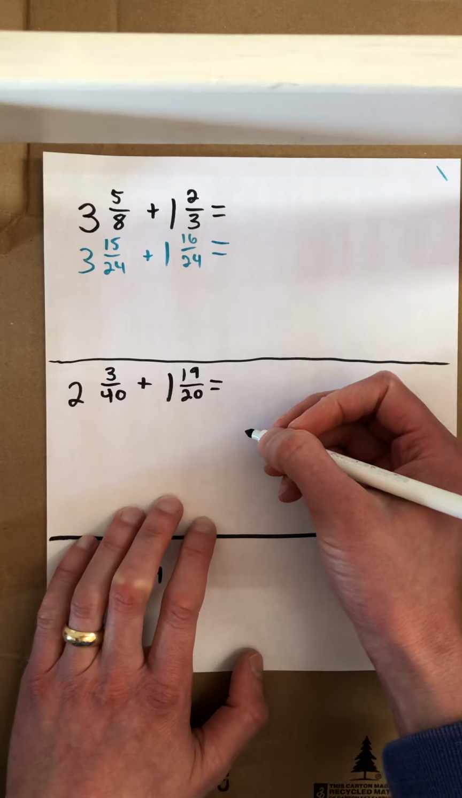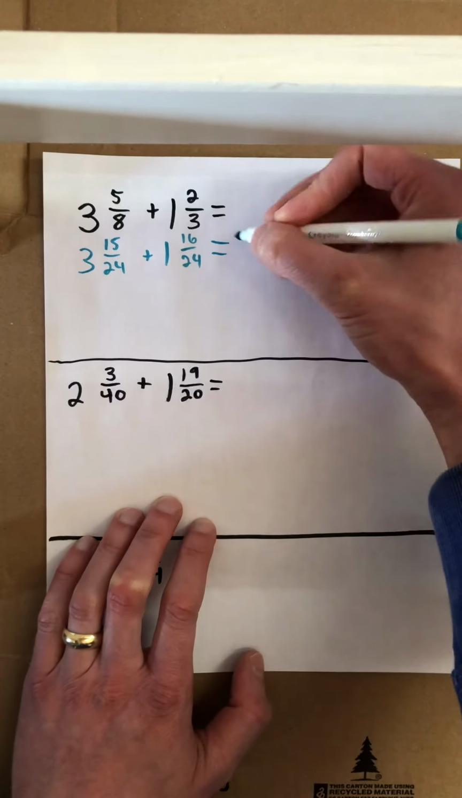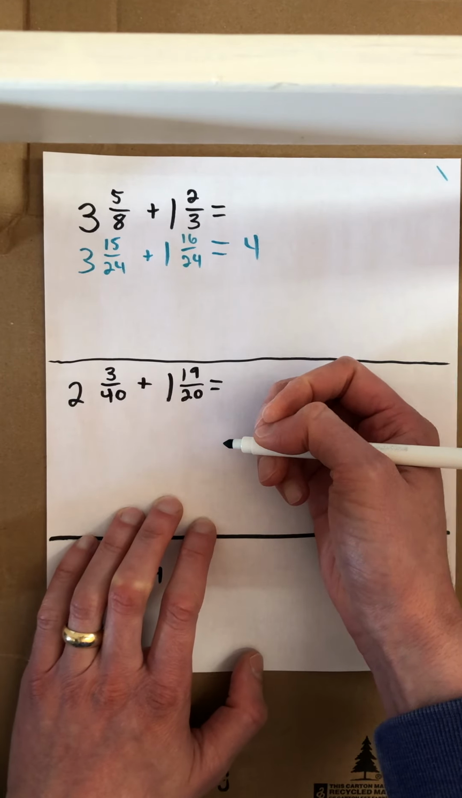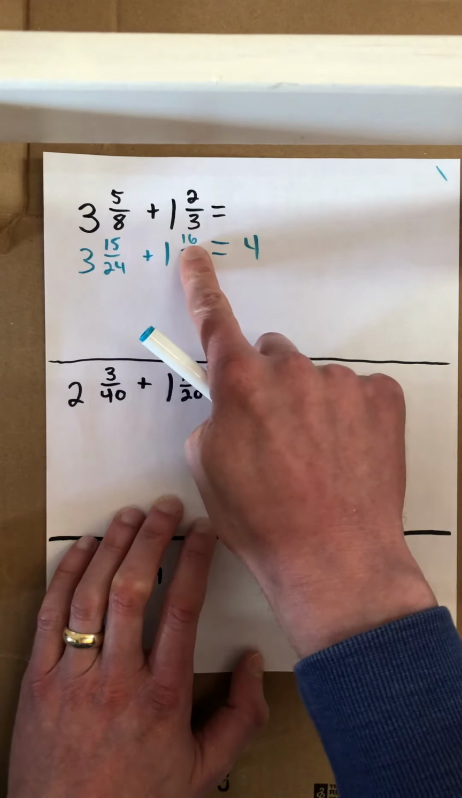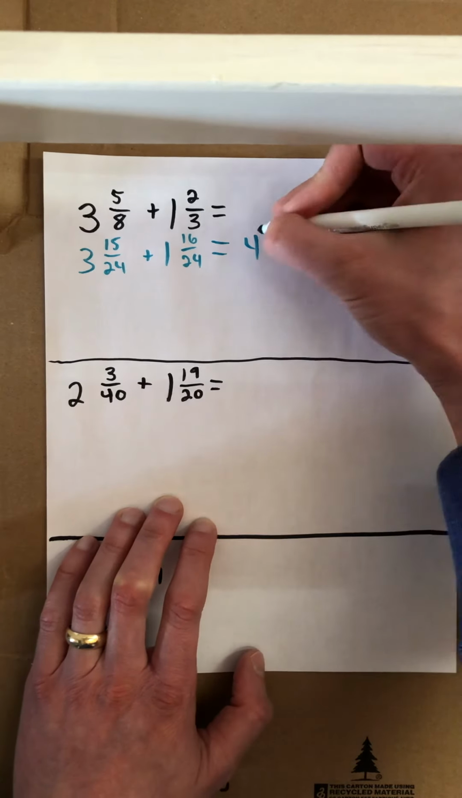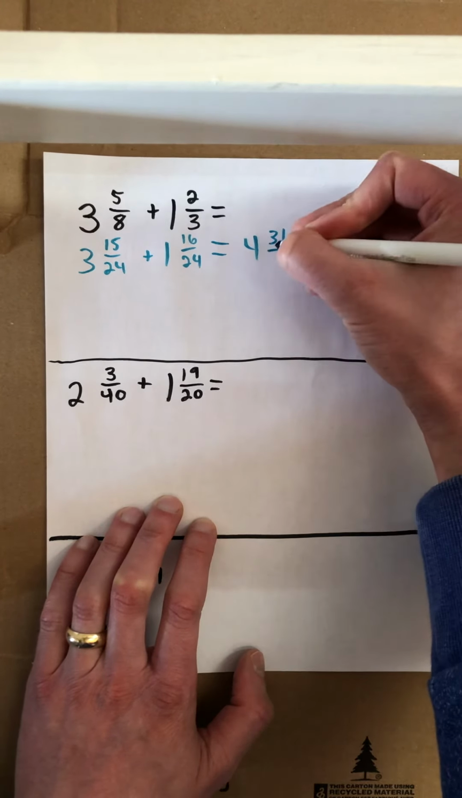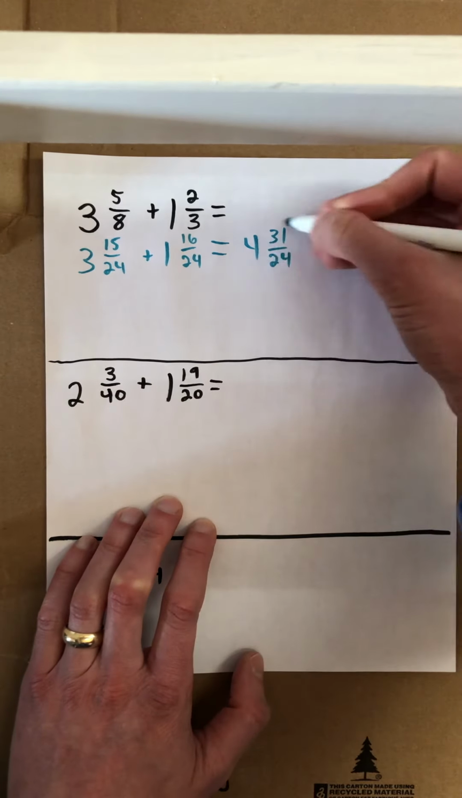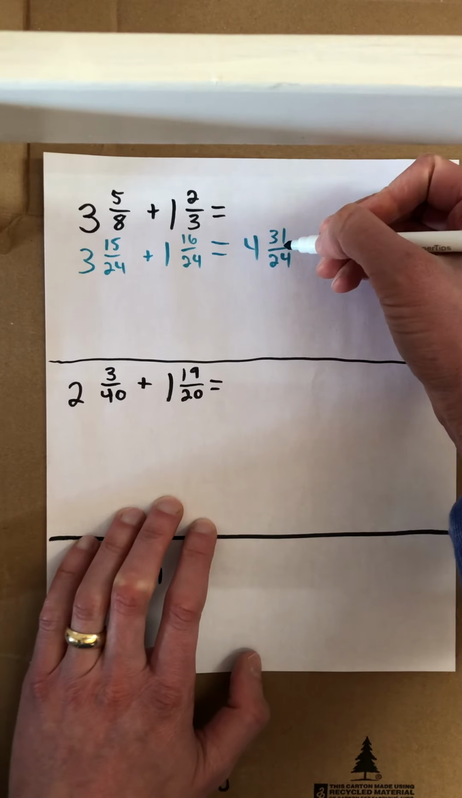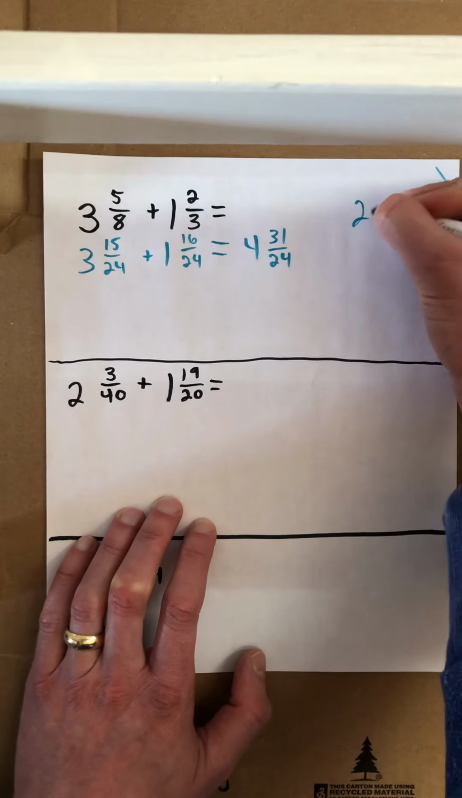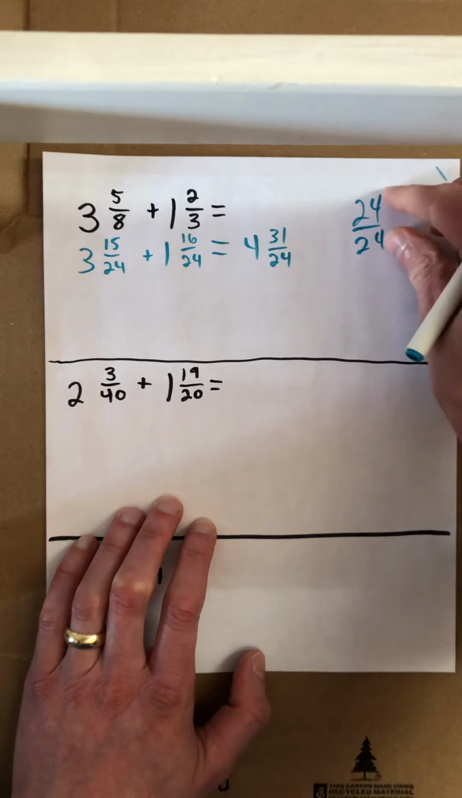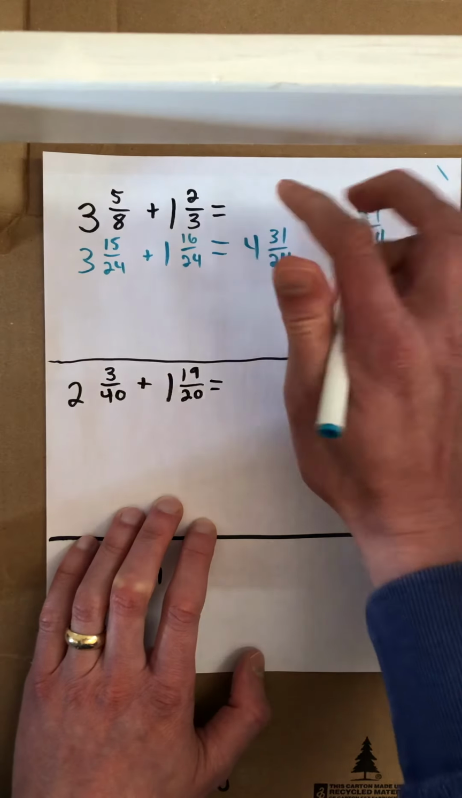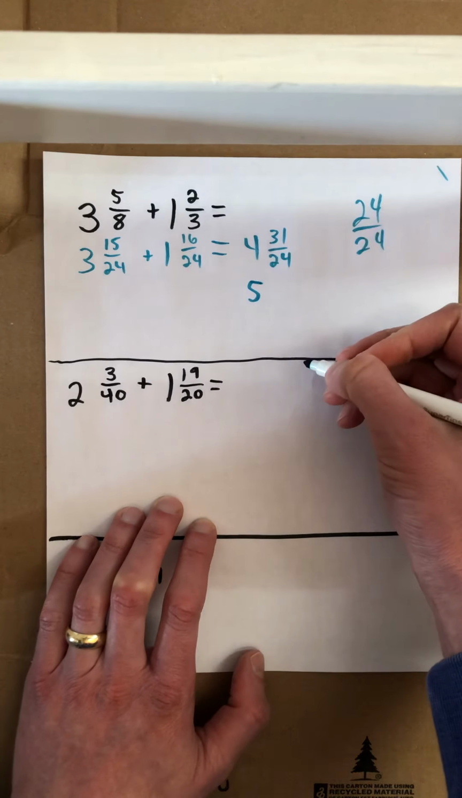I can first add together my whole numbers. 3 plus 1 makes a big 4. And now I can add together my numerators, the top of the fractions. 15 plus 16, that's going to give me 31. So I now have 4 whole and 31 out of 24. I'm left with an improper fraction here, so I'm going to take a whole number out of it. I'm going to take a 24 out of 24. That's how much I'm going to take out of here and put it into a new whole. So because I'm taking it out of there, I get a big 5 now because I have another whole.